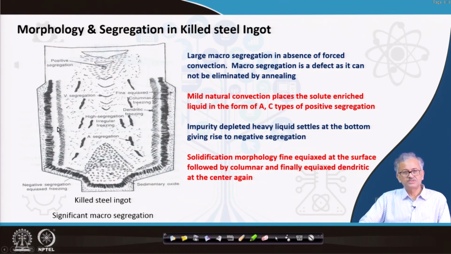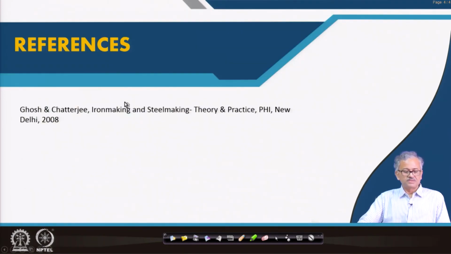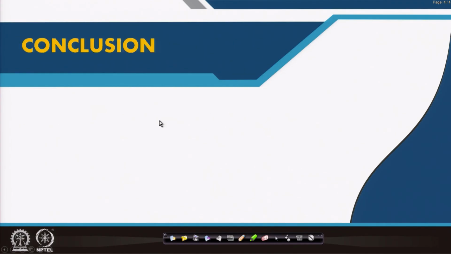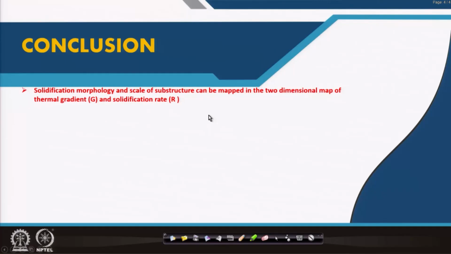And as I said, the solidification morphology follows this: the skin is fine equiaxed, then columnar, then again equiaxed. So this is about the morphology and segregation of the killed steel ingot. You can consult the book of Ghosh and Chatterjee. As I said, ingot casting is not in much use today. In some plants, ingots are used for forging purposes, and that is fully killed steel, while flat products today are mainly produced from continuous cast product.